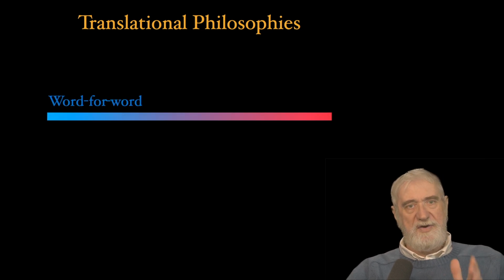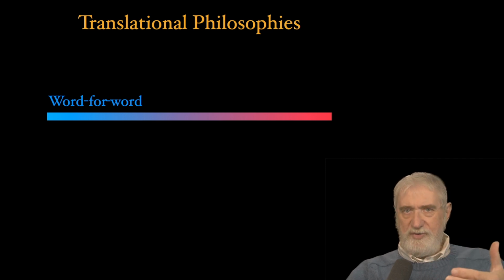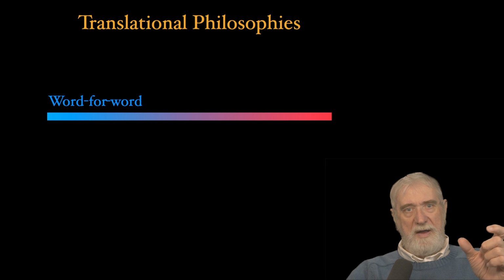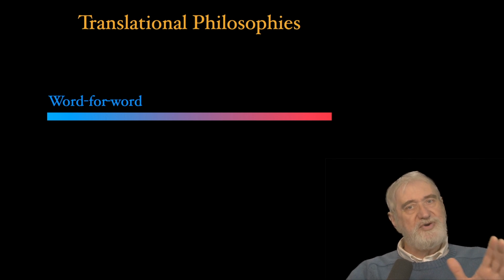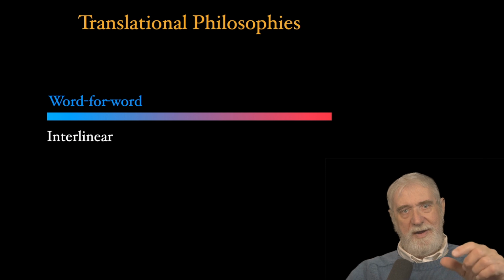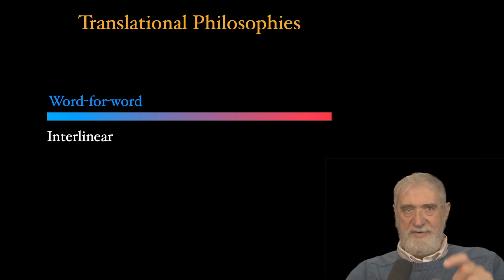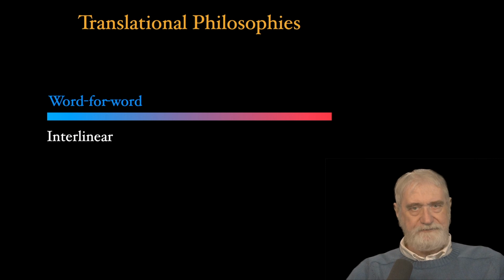And at one end of the spectrum, we have an approach that renders as closely as it can each word in the source language with a word in the target language. At its extreme, this would produce what we kind of call an interlinear text that may have, say, Greek and then the English equivalent below that.